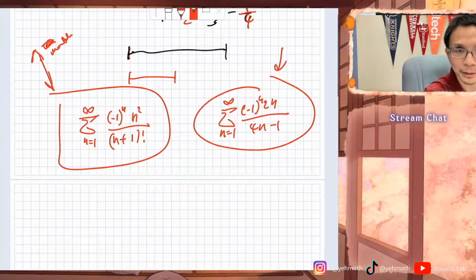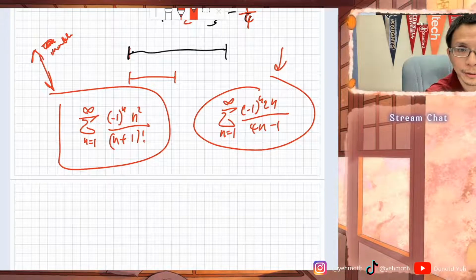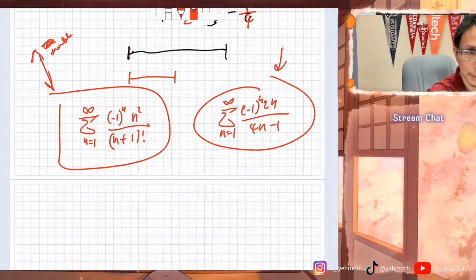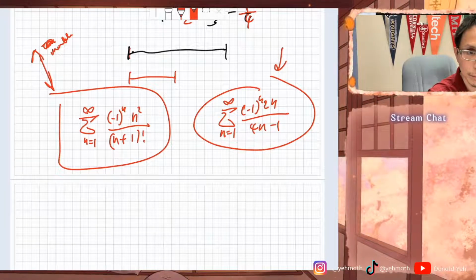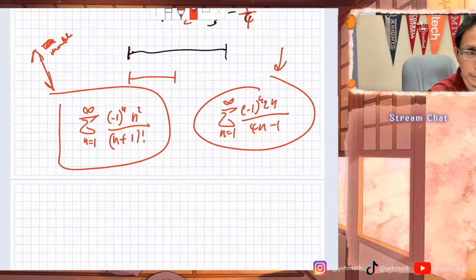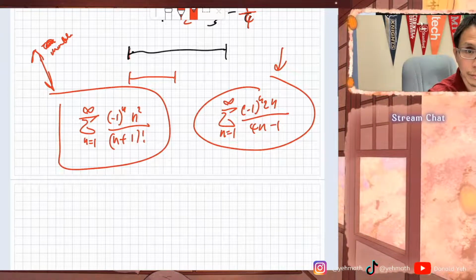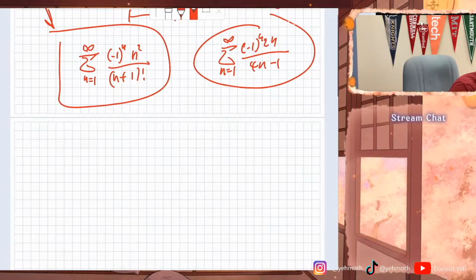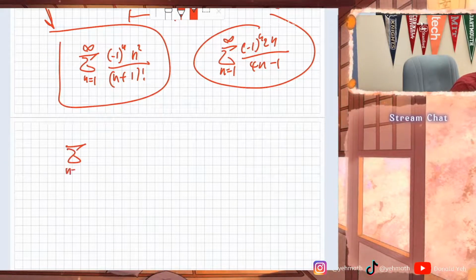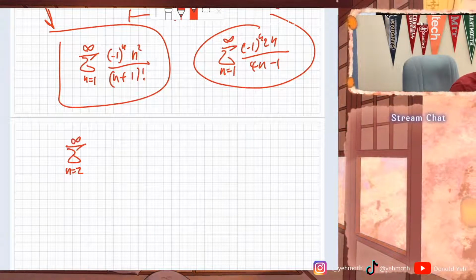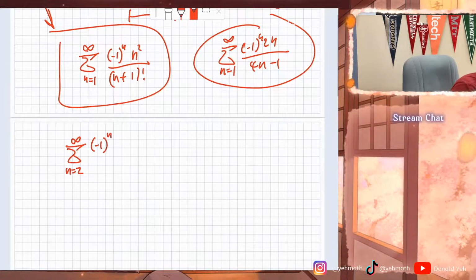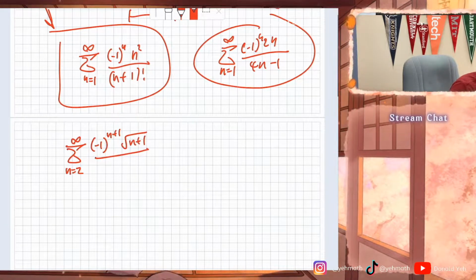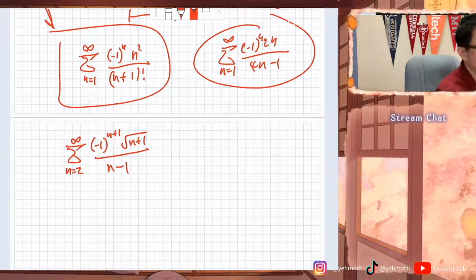Okay, we're going to give you the next one here. Let me see what I can do with the next one. So the next one is going to be this one. We're going to start at n equal to 2 now, so that's better. (-1)^(n+1) times the square root of (n+1) over (n-1). This one's actually doable.